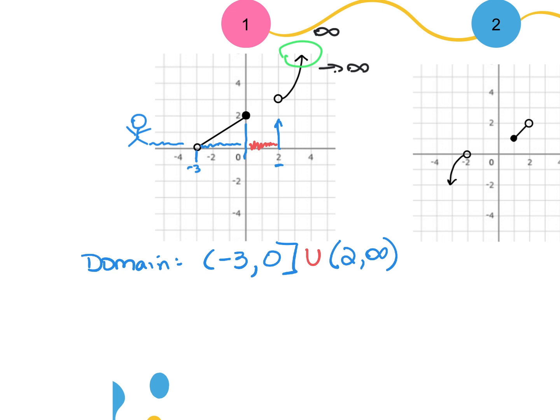Now what we're going to do is cover the range. The range is from bottom to top. So let me go ahead and erase this blue stuff and start over again.